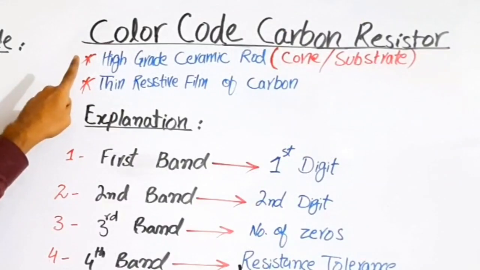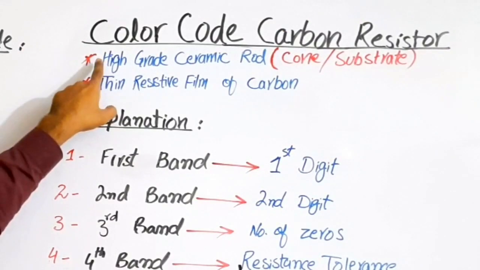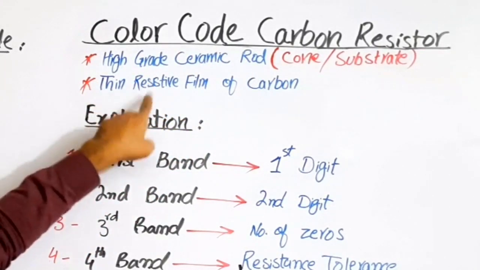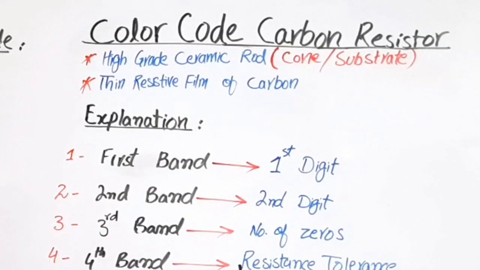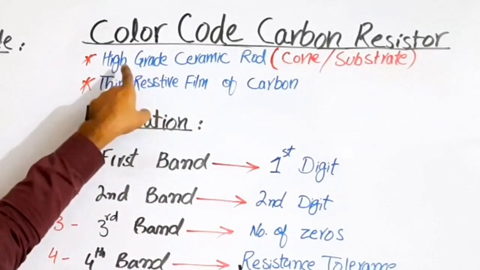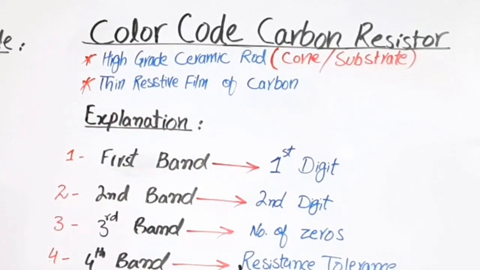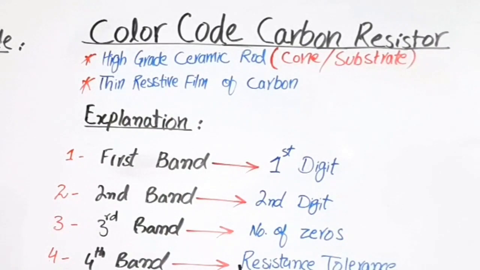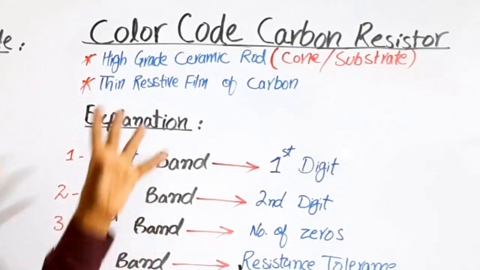The definition of a color code carbon resistor is that it is a high grade ceramic rod on which a thin resistive film of carbon is deposited. What is meant by high grade? High grade means it is of high quality, it has no flaw. And ceramic rod, ceramic is a material. Why do we use ceramic?